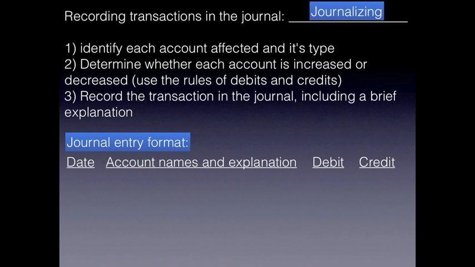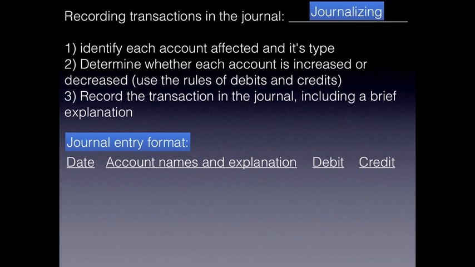And the last step is to record the transaction in the journal, including a brief explanation. After step 2, you would determine whether it's going to be a debit or a credit in the journal, and then you would record it. So let's look at the general format of a journal entry. I've laid out the parts here.